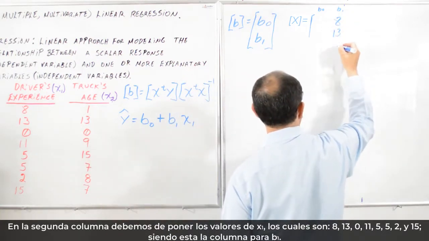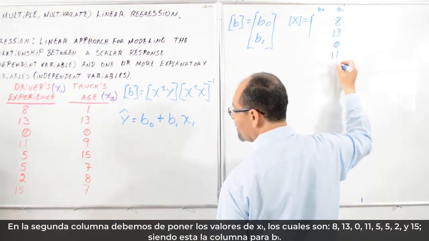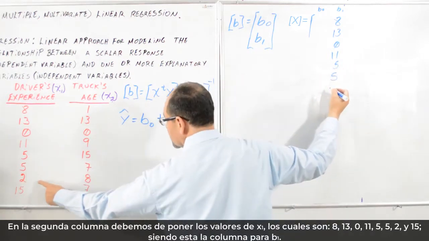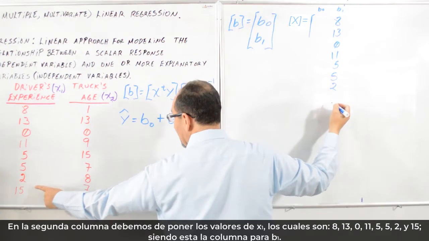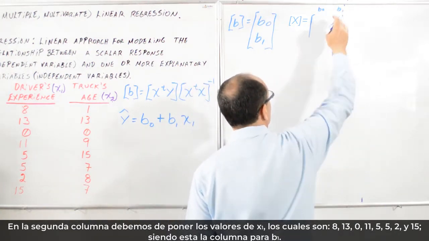13, 0, 11, 5, 5, 2, and 15. So that is the column for B1.